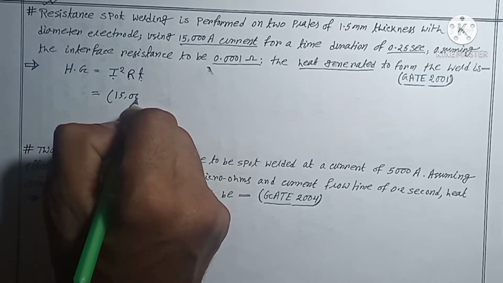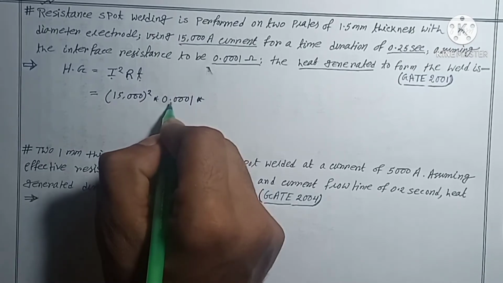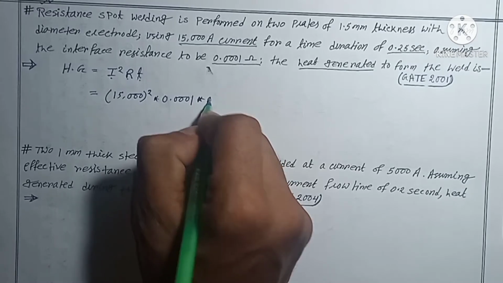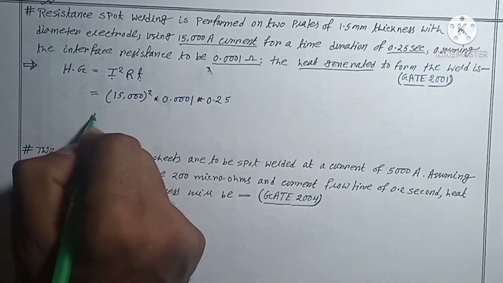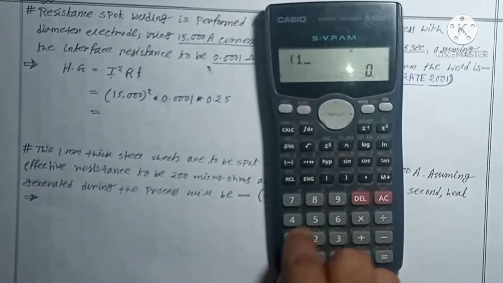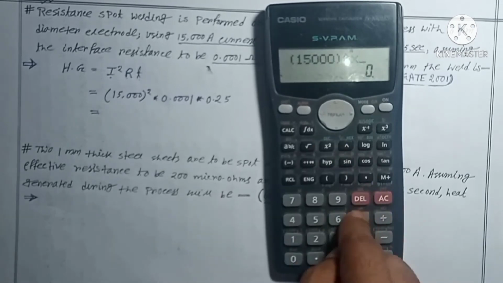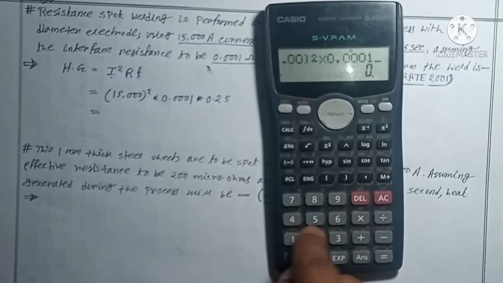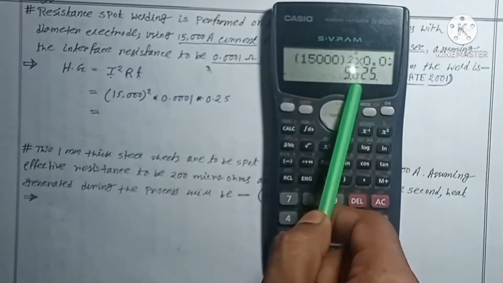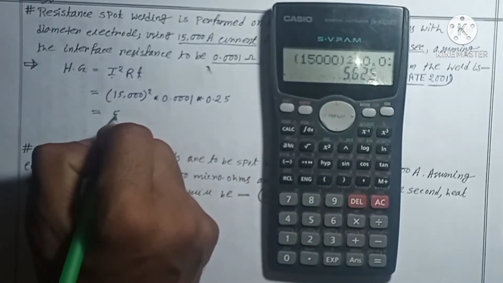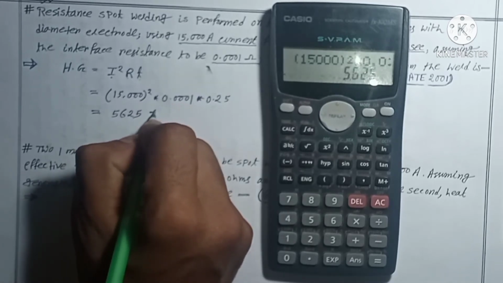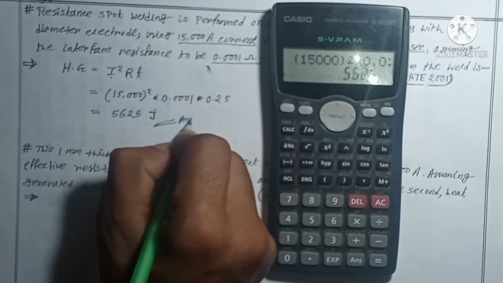So simply put in all the data from the question. 15,000 is I squared, resistance is 0.0001, and time is 0.25. So let's multiply this with the help of a calculator. First 15,000 squared into R 0.0001 into 0.25. So the answer is 5,625. So 5,625 joule, this is basically our answer.